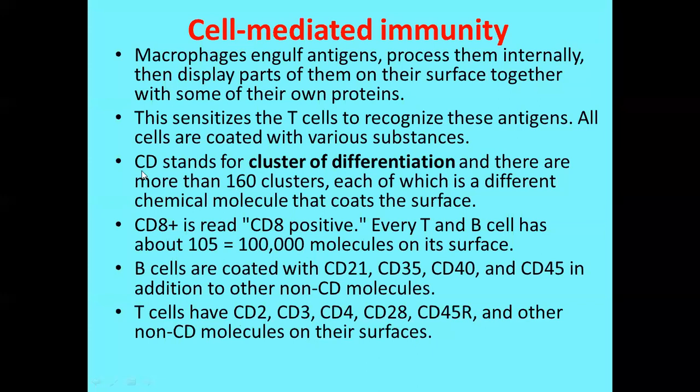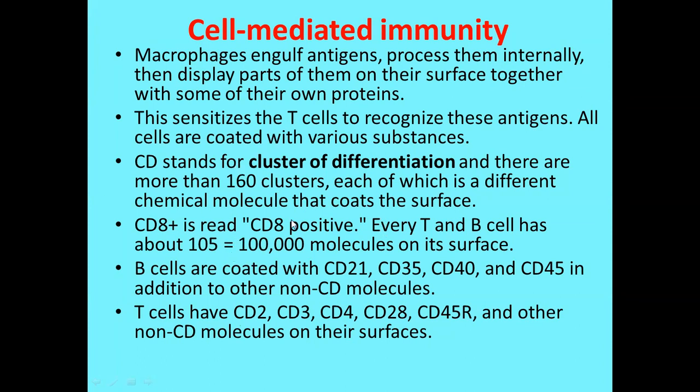And here CD stands for cluster differentiation. More than 160 cluster differentiation molecules have been identified so far, each of which is a different chemical molecule. If CD8 plus is present on the phagocytosed pathogen, it is treated only through a T cell. And if some other cluster differentiation is present, it will be recognized by the B cell. Again, you see the wonder of the body: the phagocyte itself decides how it can be treated, either through a T cell or through a B cell.